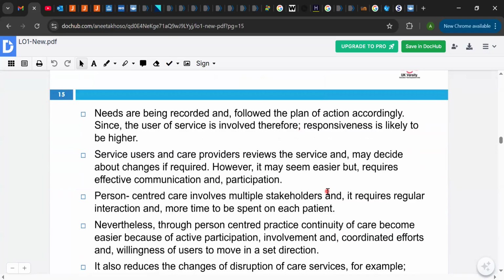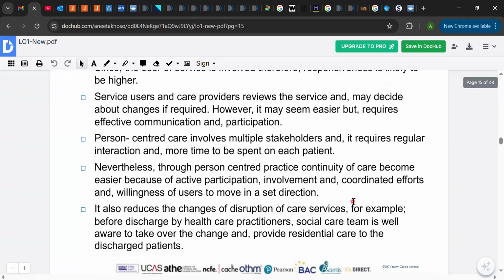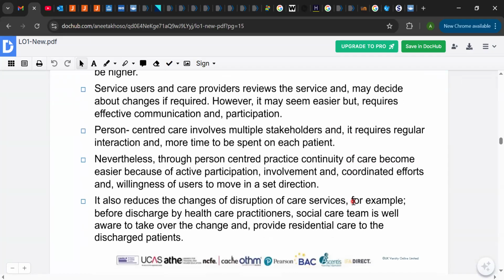Needs are being recorded, so you're recording their needs. What do they require? Followed the plan of action accordingly. And since the user of the service or the patient is involved, responsiveness is likely to be higher. And service users and care providers review the services, and they may decide about changes if required. So you're working as partners with them. Okay, so you're working on a task, and you see how they achieve it, and you see if there are any alterations that require being made.